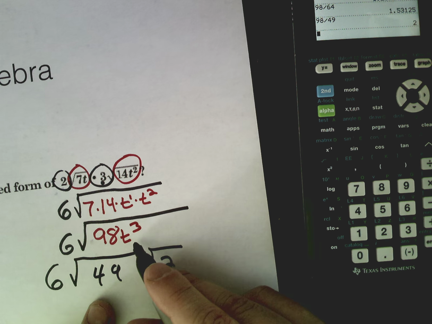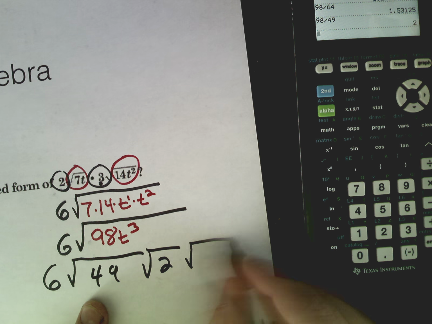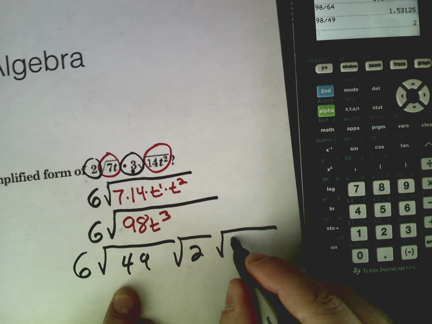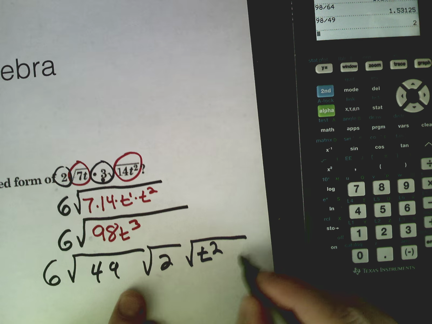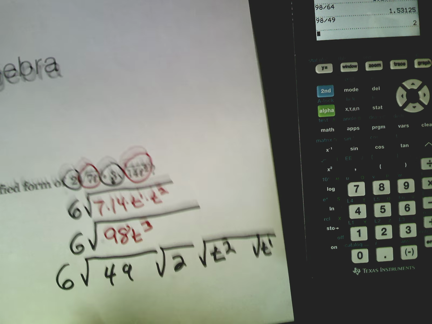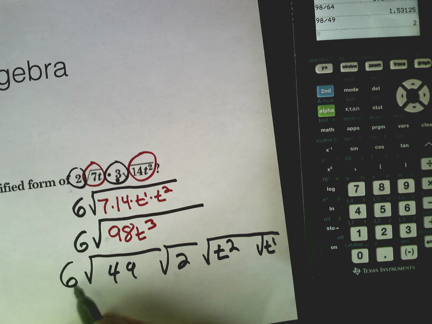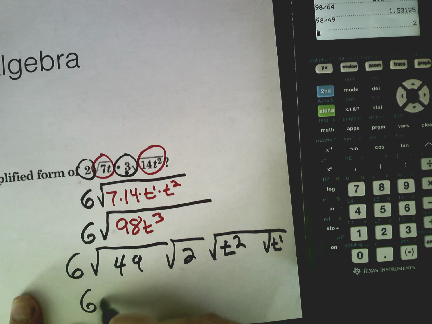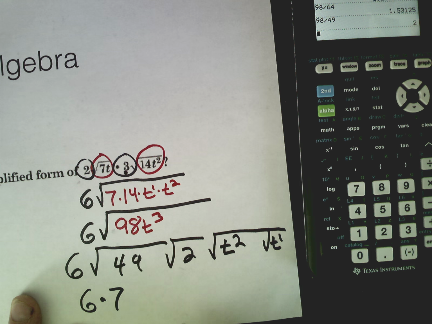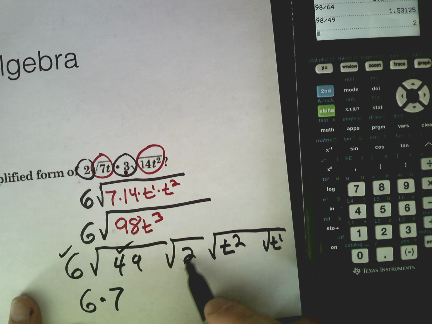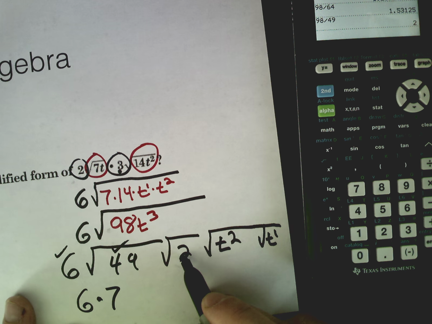T cubed, we're going to make easy on ourselves here too. Now I can only use an even numbered one, but t cubed is really t squared and t to the first power. Let's just use the ones I can do. Well, 6 square root of 49, that's a perfect square. Square root of 49 is 7. So we got rid of that. We're still multiplying. Square root of 2 I can't do anything with.